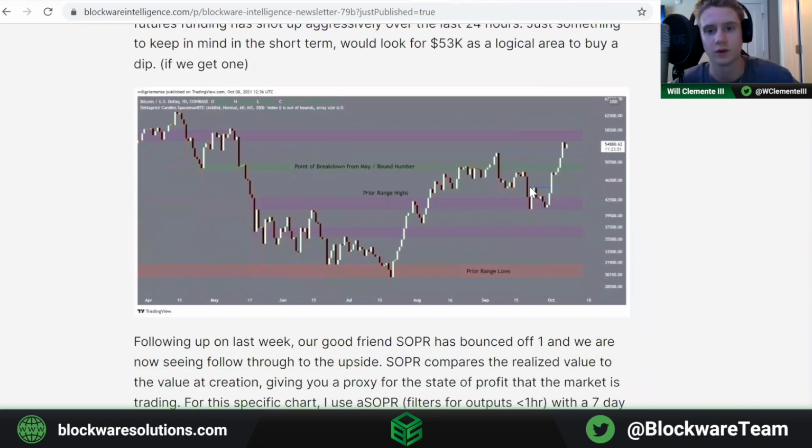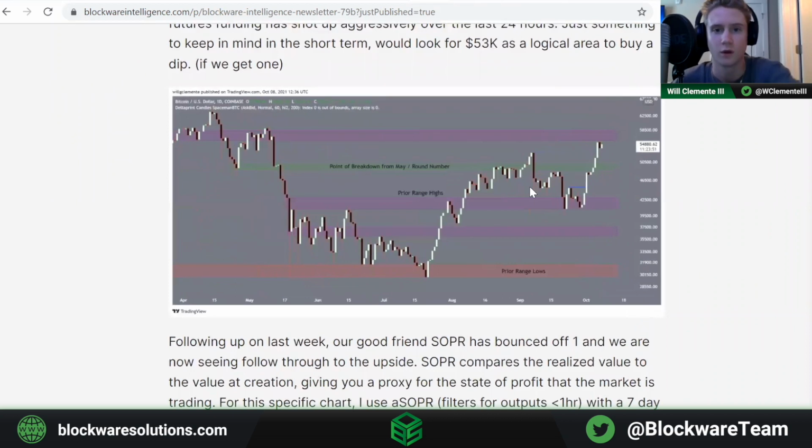So from just a purely price structure standpoint, these are some levels that I'm looking at. We've gotten above that point of breakdown for May, which we've talked about was a very crucial level in the past couple episodes, which is right around 50K, between 48 and 50K. And then we've also gotten above that previous high from a couple weeks ago, and we had that failed break above the point of breakdown.